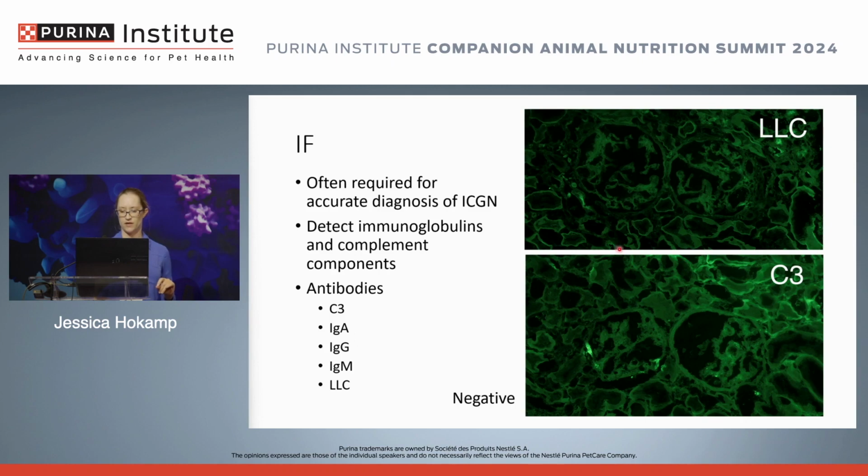These are the same case, and so we have the same 2 glomeruli here. Both of these are negative, so this is C3 and lambda light chain. Neither of these have any lighting up of their glomerular capillary loops, so we have all these capillary loops throughout here.